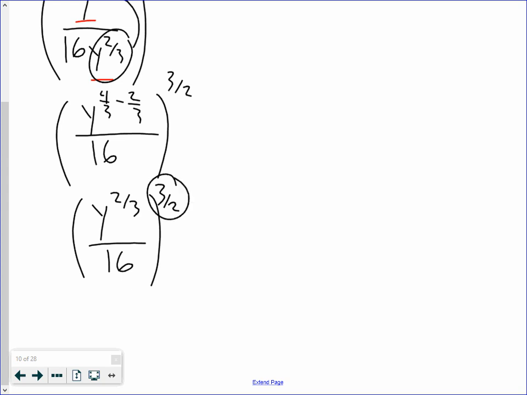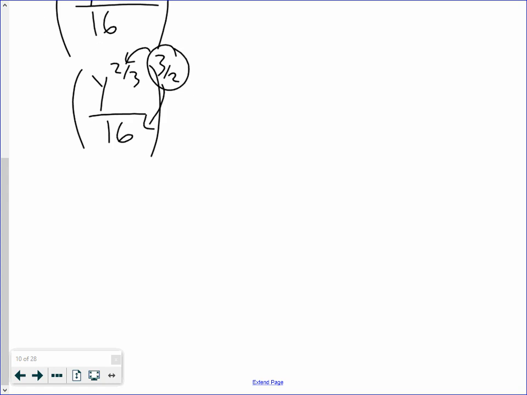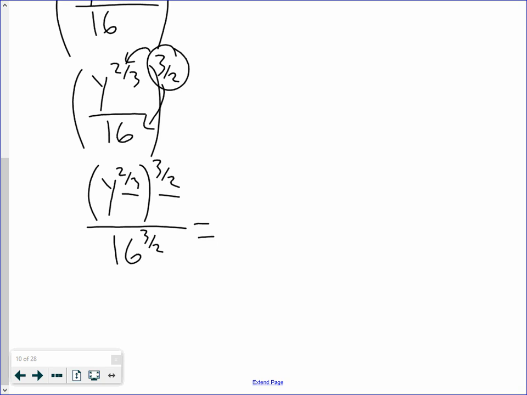And now we can take this 3/2 and distribute it to the top and bottom using our power of a quotient property. So now we're going to distribute out that 3/2 to the top and the bottom. We get y to the 2/3, raised to the 3/2, all over 16 to the 3/2. Anytime you have a power raised to another power, that's our power of a power property. We can just rewrite this as y to the 6/6. You have a power to another power, you multiply the exponents together, and you have your new power. And on the bottom, we have 16 to the 3/2.